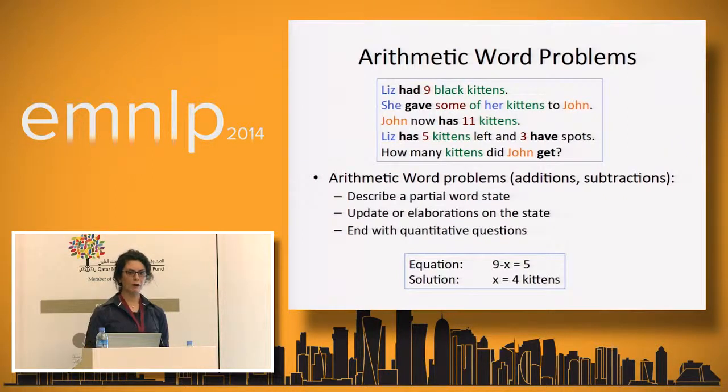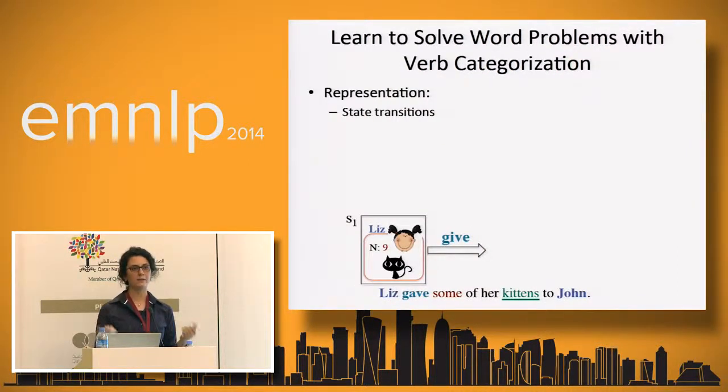Usually these word problems describe a partial world state, and then by adding more and more sentences, they either elaborate the current world state or add some updates to it, right? And then these problems end with one question that asks about the quantity of some entity.